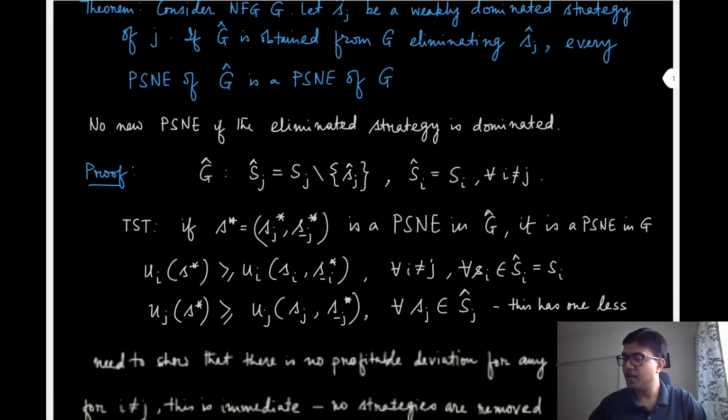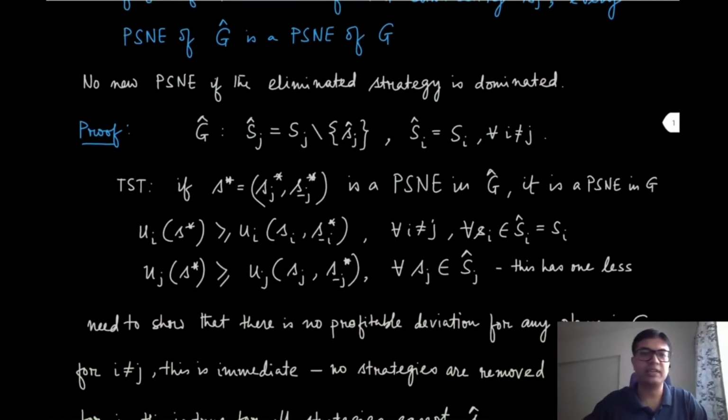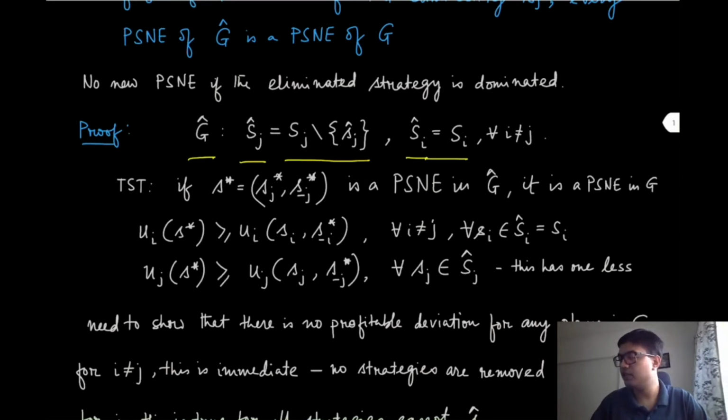So let us first look at the reduced game. So G hat, in this game G hat, what do we have? We have the strategy set for this player J. This is a distinguished player which does not have the strategy SJ hat. It has all the strategies except SJ hat. For all the other players, there is no difference between the strategy sets in the reduced game and in the original game. So this is true for all the agents I, which is not equal to J.